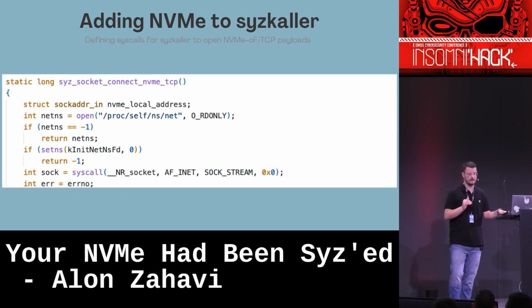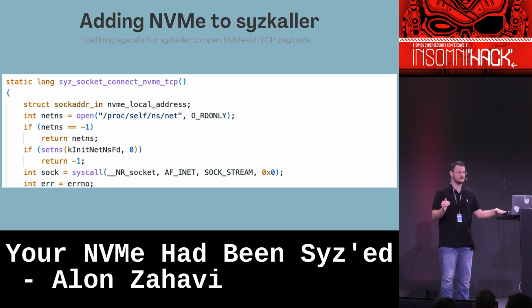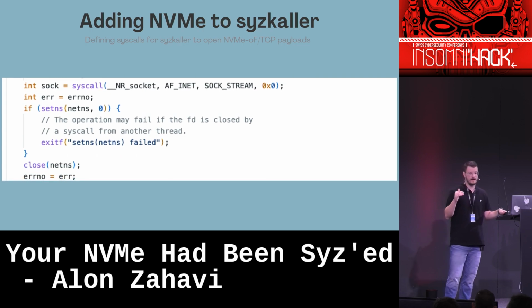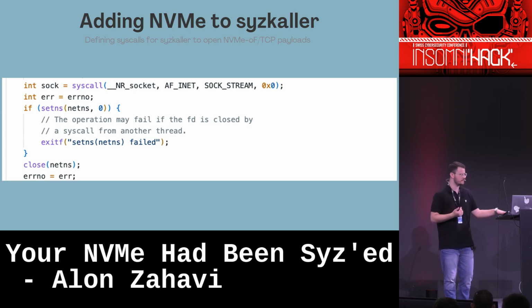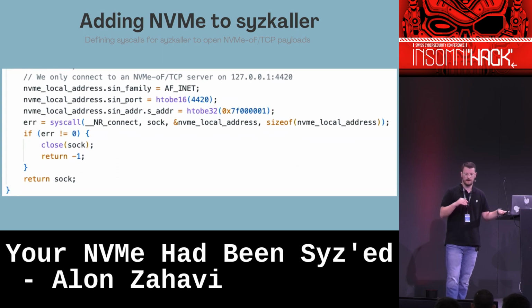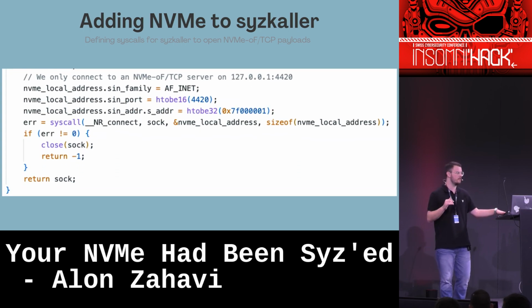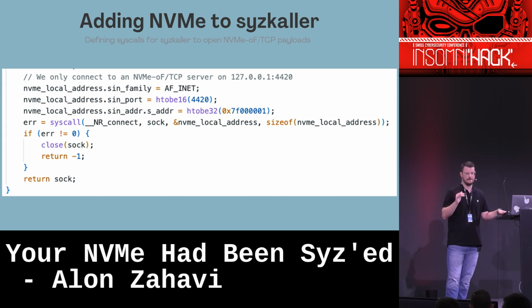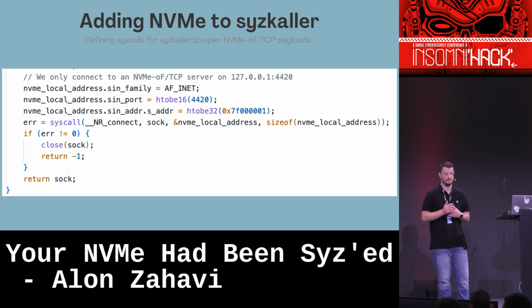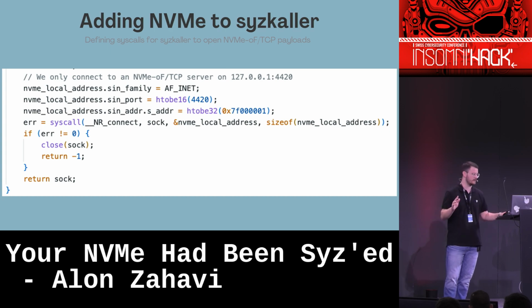We start by getting inside the root network namespace and creating the socket there. Then we get back to our sandbox namespace and close the network namespace handle, so no one could abuse it. By the end of the function, we also make sure that the socket we created inside the init namespace will always connect to an NVMe over TCP that runs on the localhost on port 4420. And of course, we just return the socket afterwards.